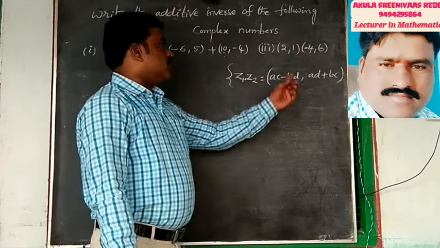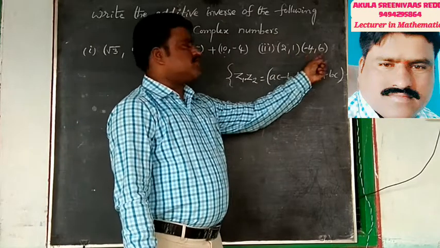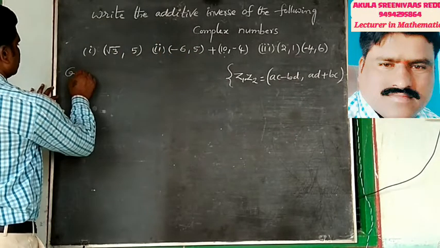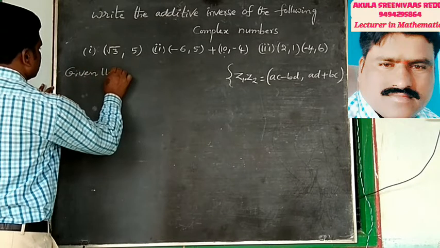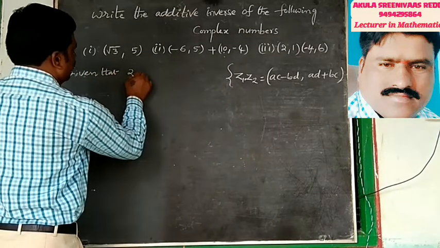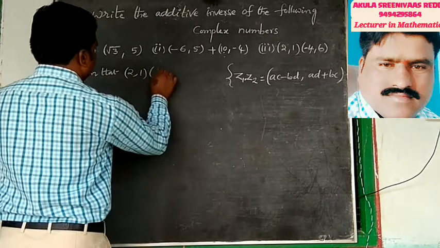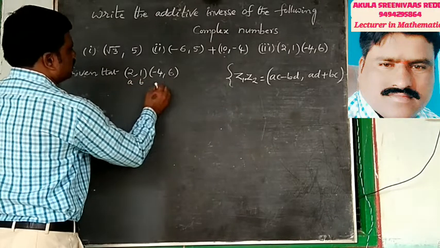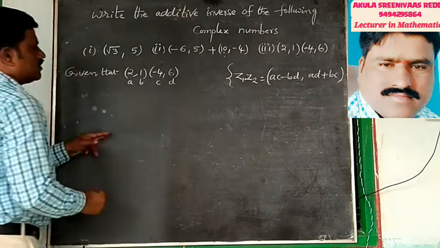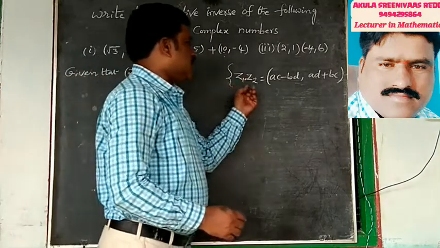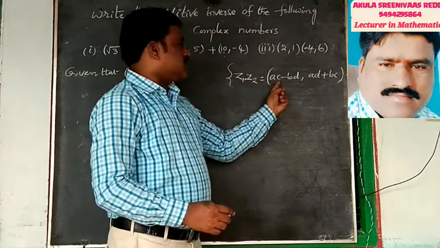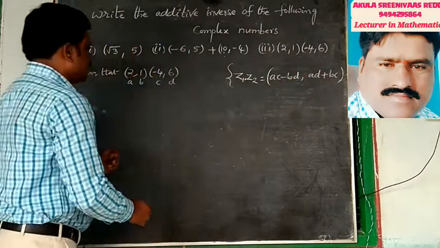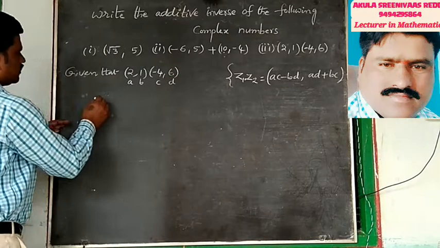First of all, we find the z1 into z2 value. Given (2, 1) into (-4, 6), this is a and this one is b, this is c and d. So first of all we find z1 into z2, that is, the formula is (ac - bd, ad + bc). Substitute all these values a, b, c, d.